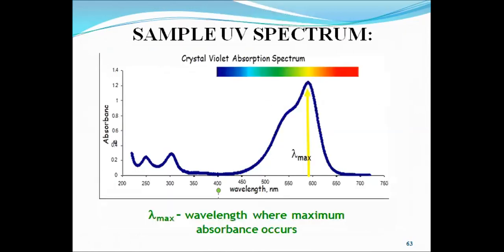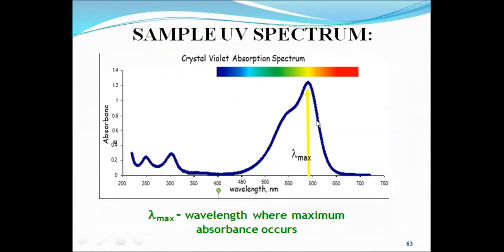Now let us see one simple UV spectrum sample. So how does this UV spectrum look? This is the absorbance being plotted against the wavelength, and this is how a broad peak is observed. Here we are using the term lambda max. See, this is how it is calculated. The lambda max gives the wavelength where the maximum absorbance or absorption occurs.